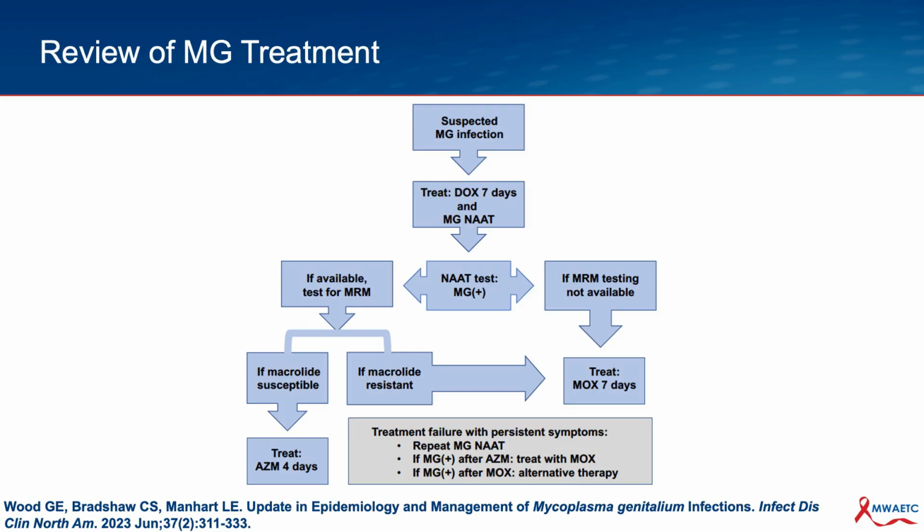The one thing I will say about the doxy, if anyone is wondering, is the reason we give it up front, even though it's not very effective as a single agent, only a cure rate of around 30 to 40%, it does decrease the bacterial load of MGen significantly. And there have been studies that have shown sequential therapy like this decreases the propagation of resistance to the second agent you add. So doxy sort of decreases the burden of MGen around, and then the moxie goes in and mops up the rest that would not have otherwise been cleared by the doxycycline.